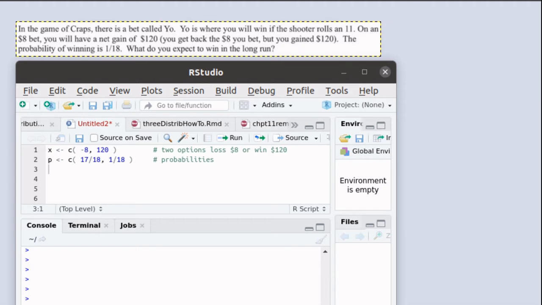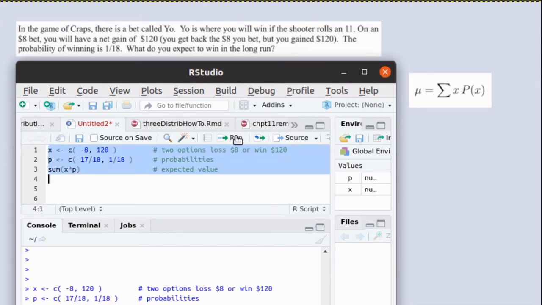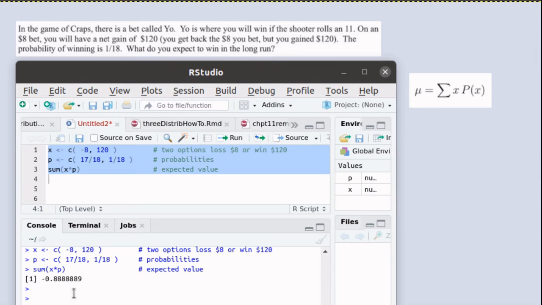That is precisely a discrete probability distribution. So to find the mean of that distribution will be to find the expected value. In the long run, if we kept doing this game over and over again, what would our amount of wins or losses be? Remember that the mean of a discrete probability distribution is the sum of the x's times the p's. And of course, once we have the x vector and the p vector, that calculation is particularly easy to do. So we can run that script. In the long run, we would expect to lose about 89 cents on the average on every play.